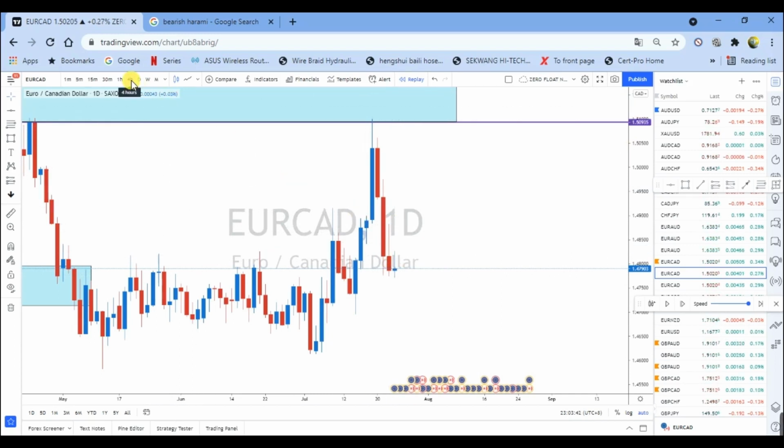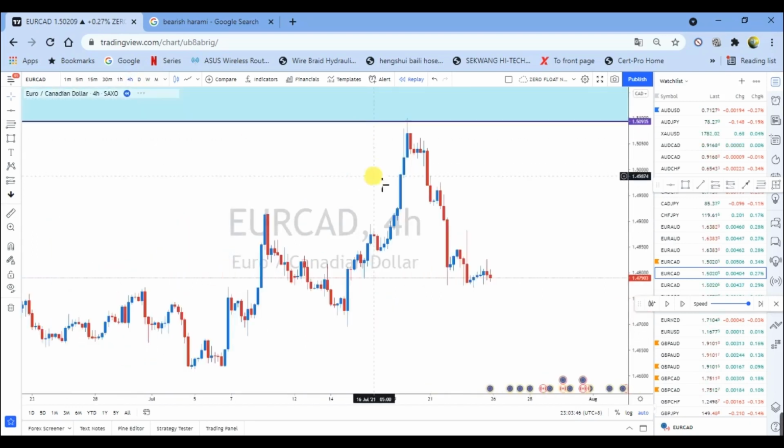Why not we look at the H4? We could have a much better opportunity to entry at the H4. So at the H4, you see guys, after the rejection happens, price made a bearish engulfing, stating that this is a confirmation of rejection.